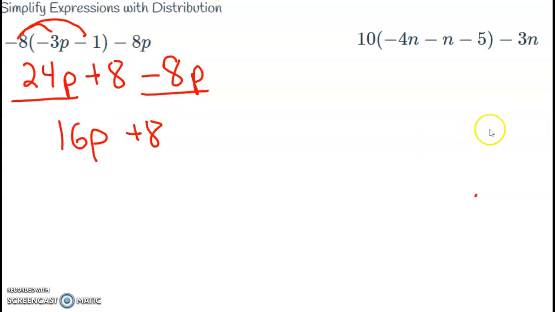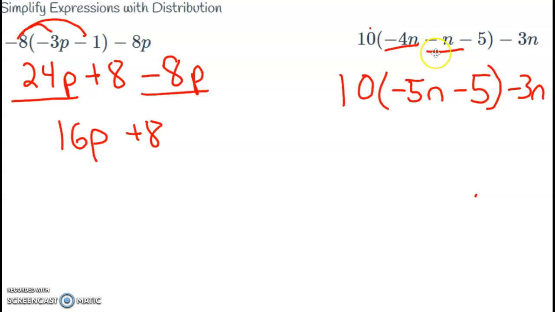Now let's take a look at this next problem. We've got 10 times -4n minus n minus 5, and then a -3n on the outside here. So what we want to do is look inside the parentheses and make sure there are no like terms that we can collect and combine, and there is. So let's go ahead and do that. I'm going to take the -4n and -n and combine those together, and that's going to give me -5n here. Everything else I bring down.